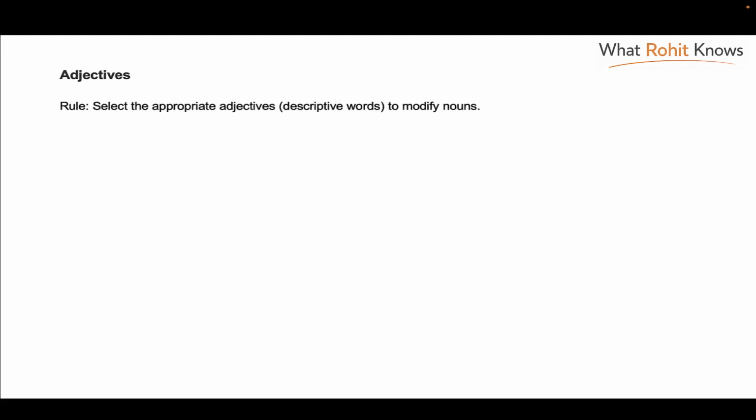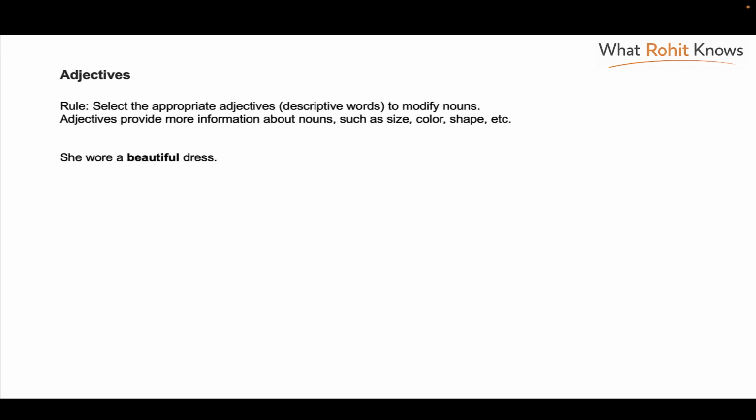So basically for the fill in the blanks, etc., the rule is that if there's a blank and then there's a noun, then you have to select the appropriate adjectives that will modify those nouns. So the grammar rule is adjective and the common sense or the logic is that it has to be appropriate. Let's look at the example. So she wore a dash dress. Now dress is a noun and from the options that would be given to us, I'll look for an adjective, which in this case is beautiful.